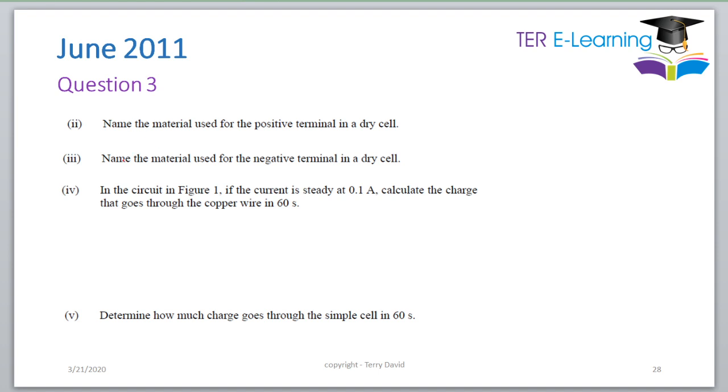Now, the next part here, they said name the material used for the positive terminal of a dry cell. So this has nothing to do with the diagram we just did. Now you all need to be able to draw a dry cell. So the dry cell looks something like this. And then we have this.